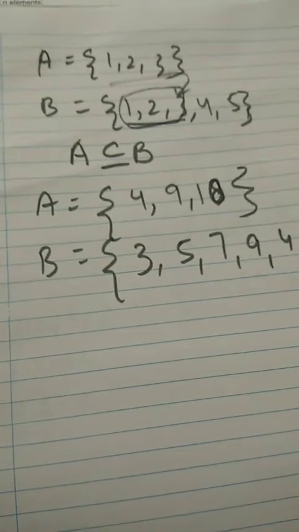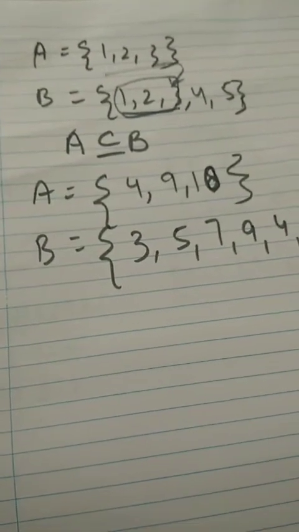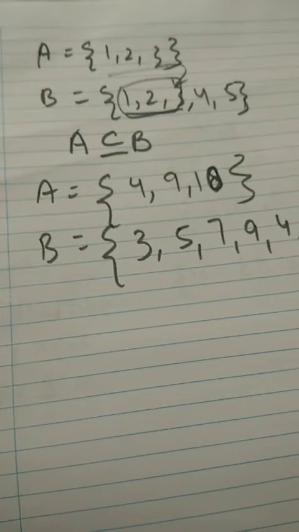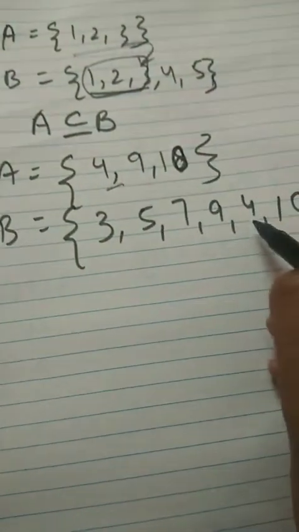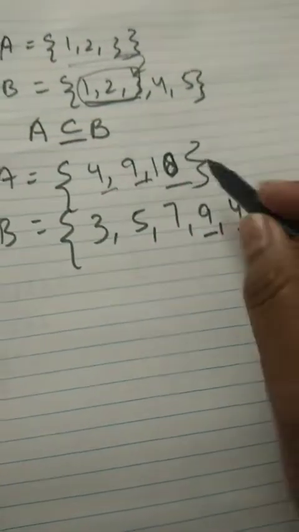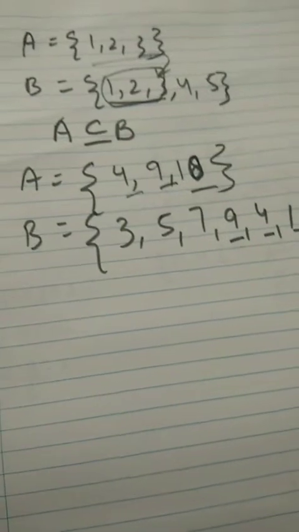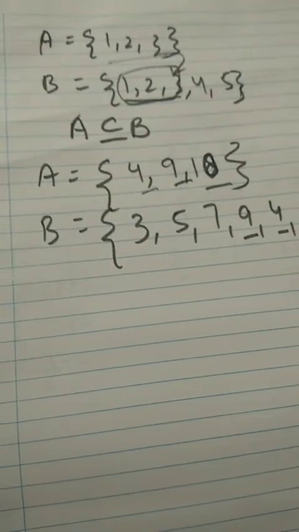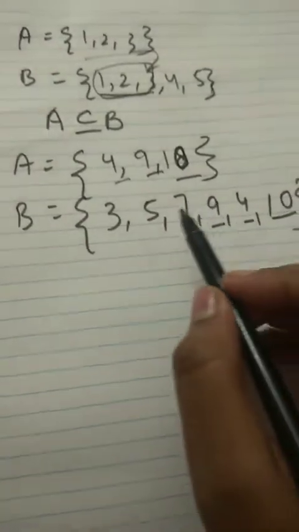The set A is said to be a proper subset of B if all the elements of A are contained in B. Now you can see 4 is there in B, 9 is there in B, and 10 is there in B. It means all the elements of A are contained in B and there exists at least one element in B which is not in A. At least one means it can be more than one.